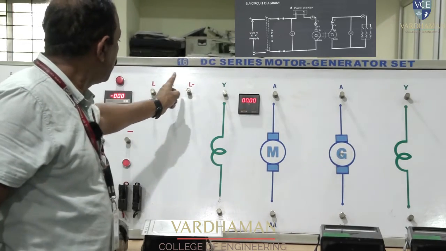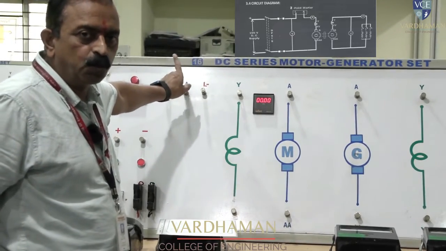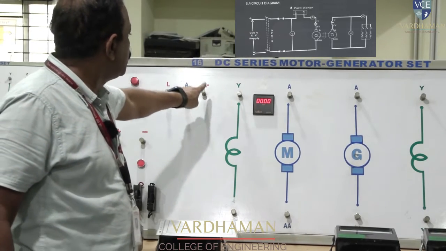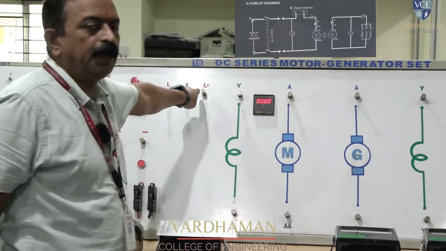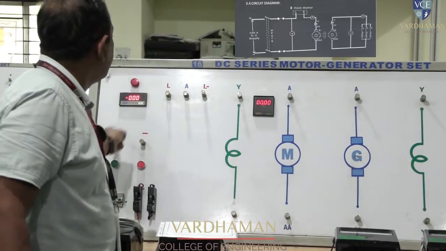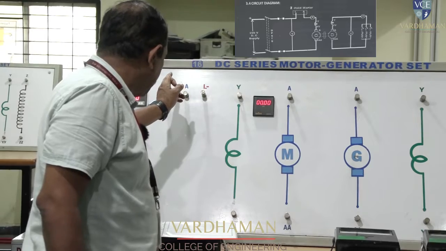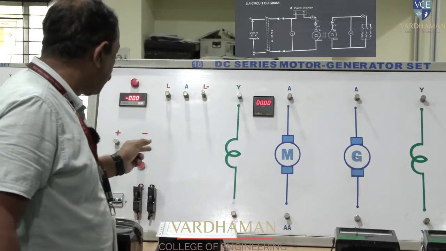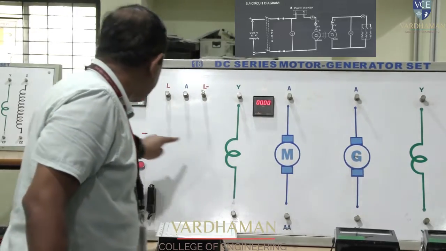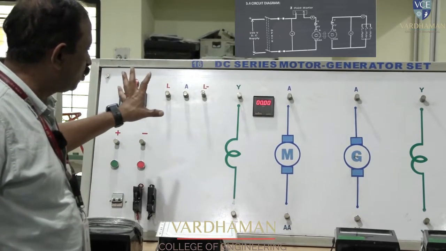These three are the main 2-point starter terminals. A DC motor is operated by making use of a 2-point starter, and the 2 points are L and A. Since it is a generator set, we also have a neutral terminal, L minus. L minus is connected to the negative of the power supply and line is connected to line. The series field is in series with the armature. First the A terminal is taken to the ammeter, the ammeter's other terminal is taken to the Y terminal, YY is connected in series with the armature and AA is taken to negative. A voltmeter is connected in parallel with the power supply. That is the motor connection.